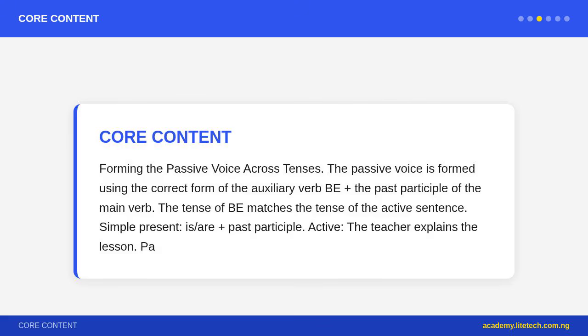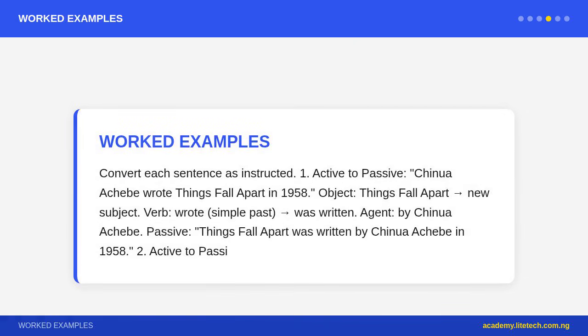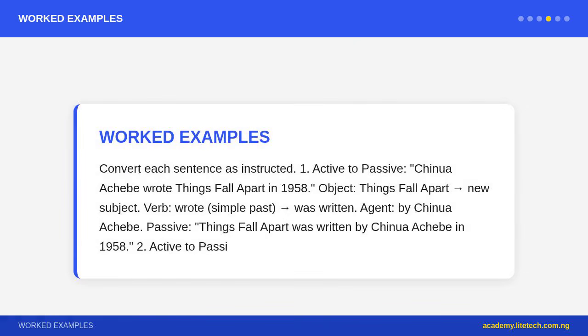Example. Active: the committee announced the results yesterday. Step 1: object equals the results, new subject. Step 2: subject equals the committee, becomes by the committee. Step 3: announced, simple past, becomes were announced. Step 4: include agent. Passive: the results were announced by the committee yesterday.